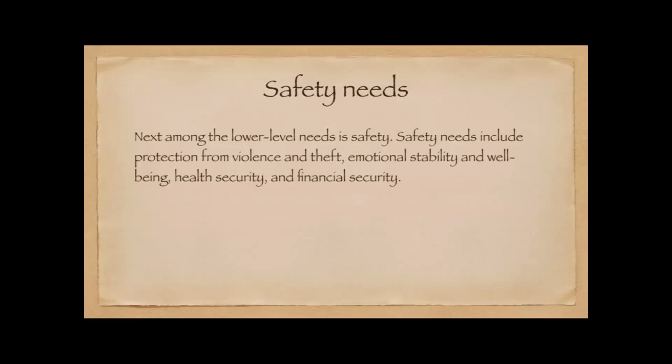Then another level, the second lower level of needs, is safety. So how can a person feel safe? Safety needs include protection from violence, protection from theft, emotional stability and well-being, also health security, safety facilities, and also financial security.